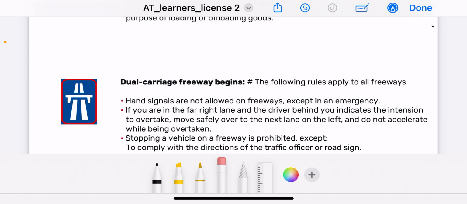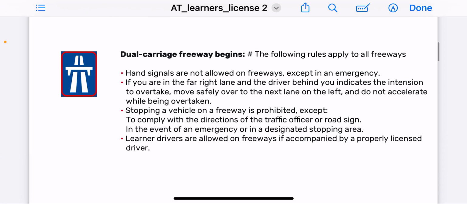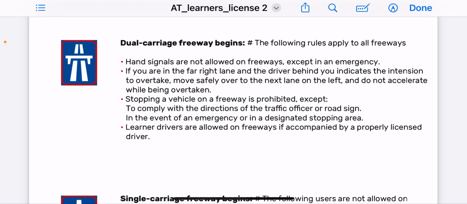So you must know the rules that apply on the freeway. On the freeway, hand signals are not allowed except in an emergency. If you are in the far right lane and the driver behind you indicates the intention to overtake, move safely over to the next lane on the left and do not accelerate while being overtaken.